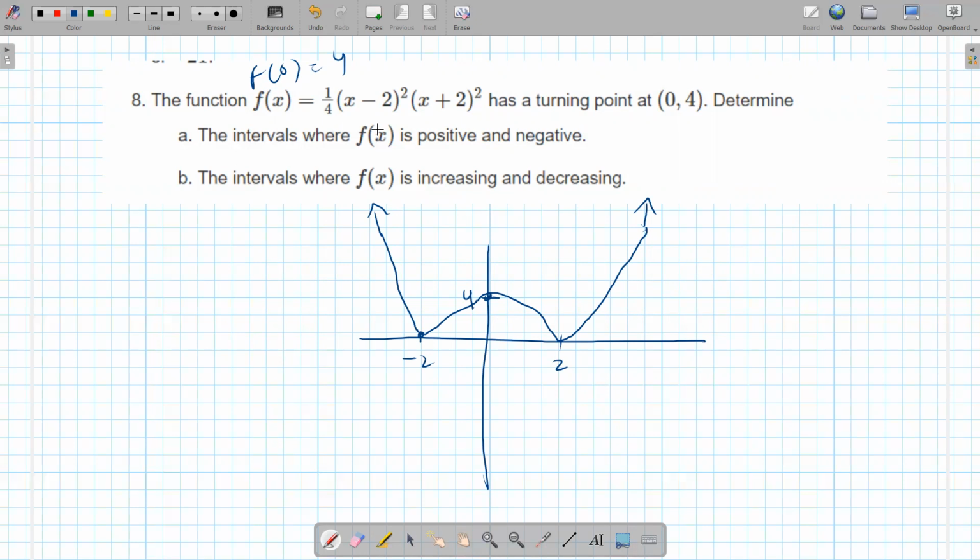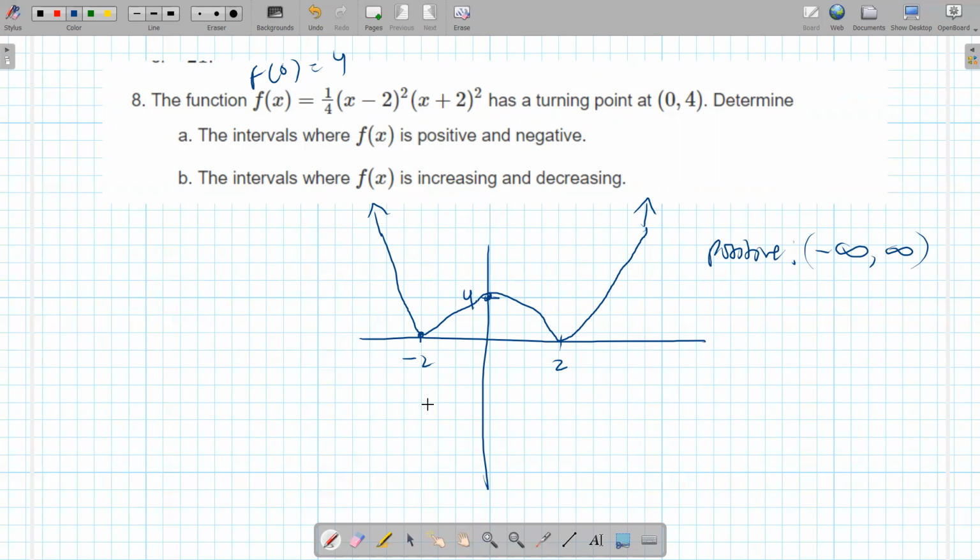Part A, the intervals where f of x is positive and f of x is negative. Well, it's positive everywhere. So it's positive from -infinity to positive infinity. It never goes below the x-axis.